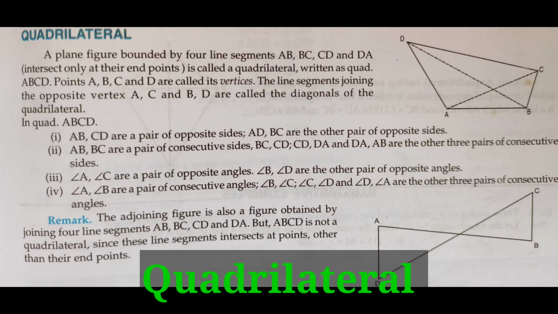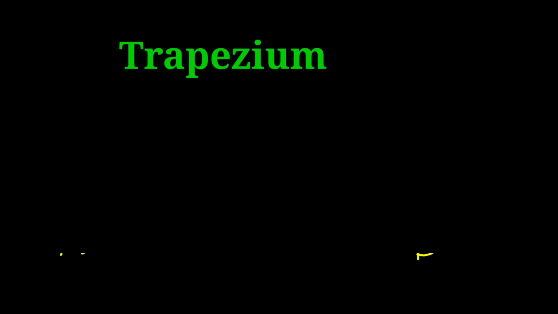In quad ABCD, AB and CD are a pair of opposite sides, AD and BC are the other pair of opposite sides. Number 2, AB and BC are a pair of consecutive sides; BC, CD; CD, DA; and DA, AB are the other three pairs of consecutive sides.